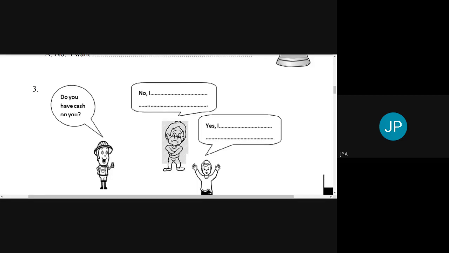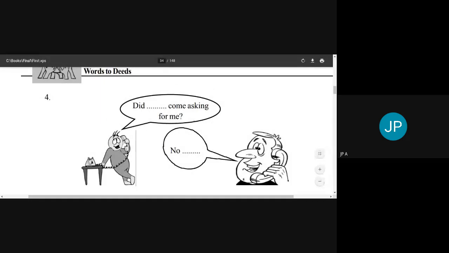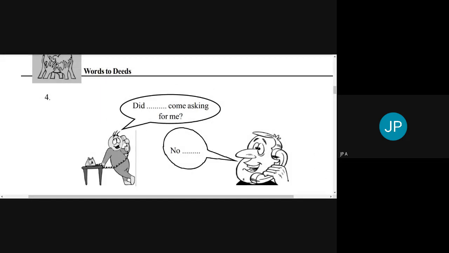Or you can use, very good, yes, Joffrey, I have enough cash with me, because enough is also there in the list. We can use enough again here. I have enough cash with me. Yes, very good. Yes, I have enough cash with me. That is also, yes, I have some cash with me. Very good, Srilakshmi. Okay, the next one you have to fill up using the same words. Any of these words. Did dash come asking for me?